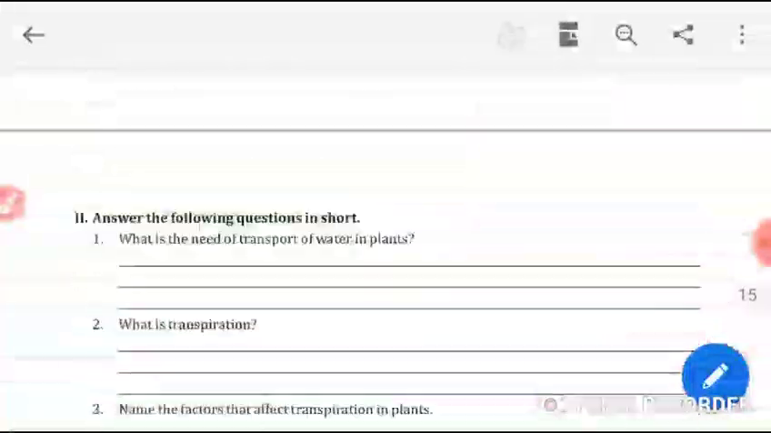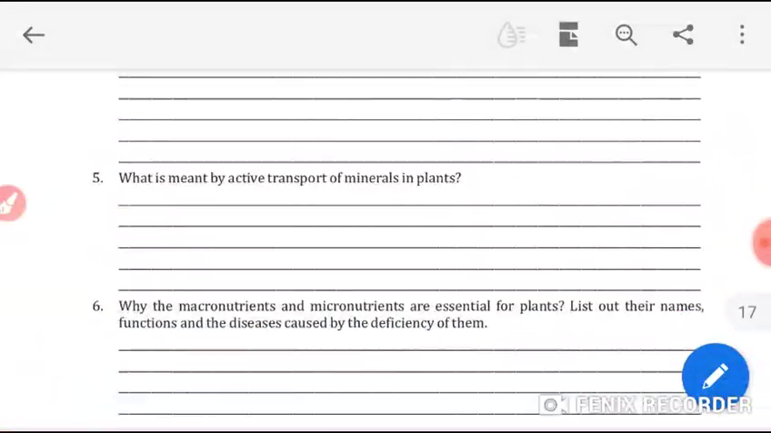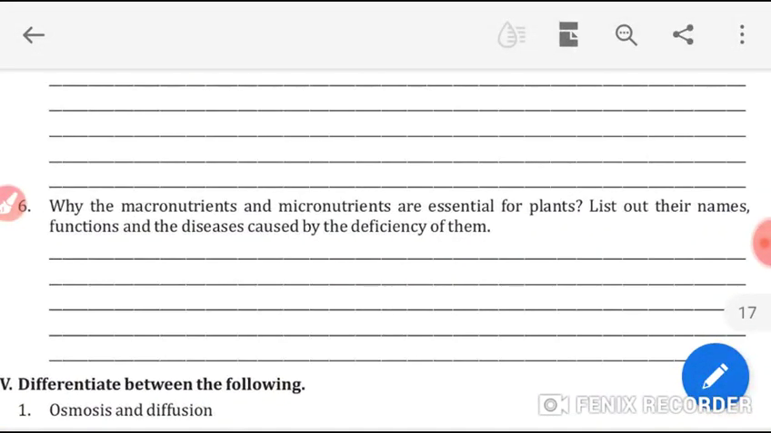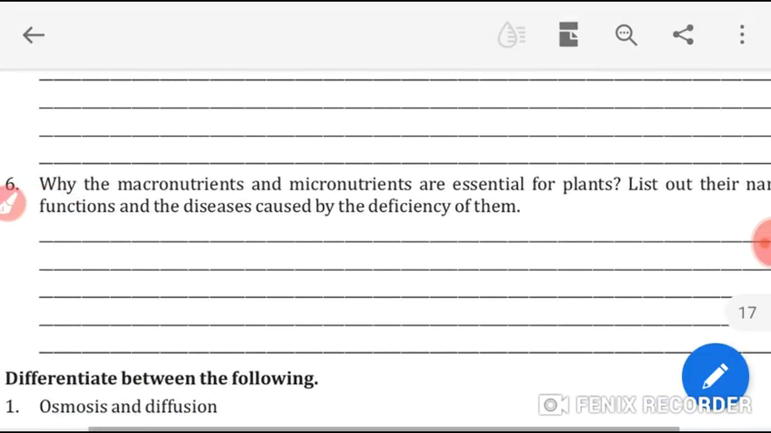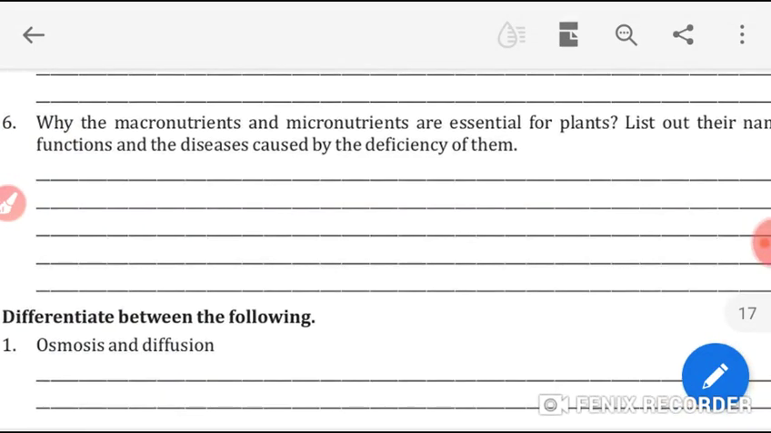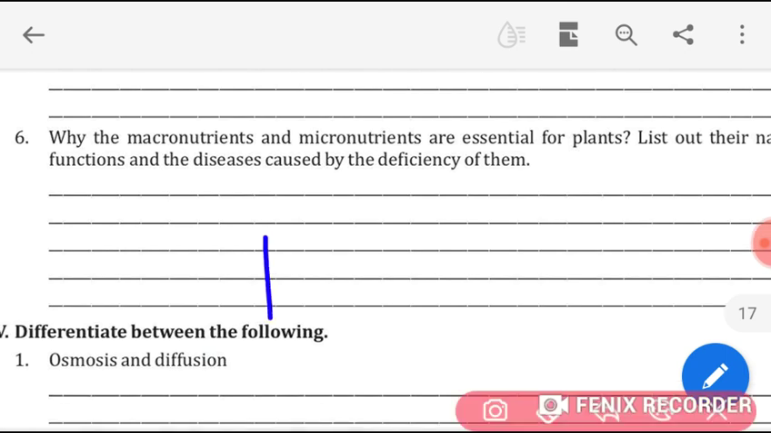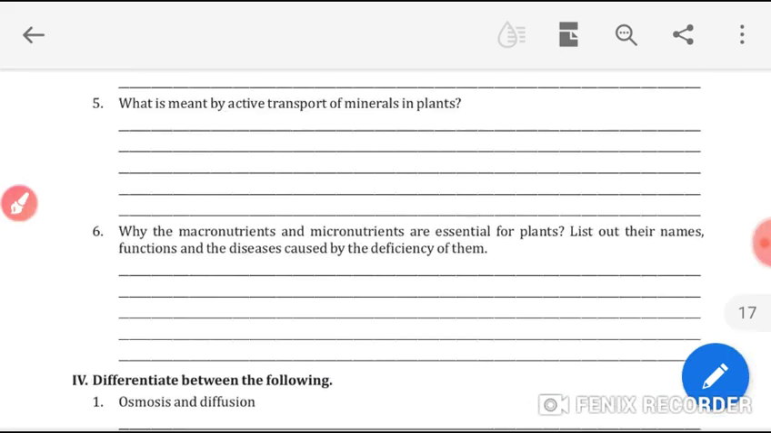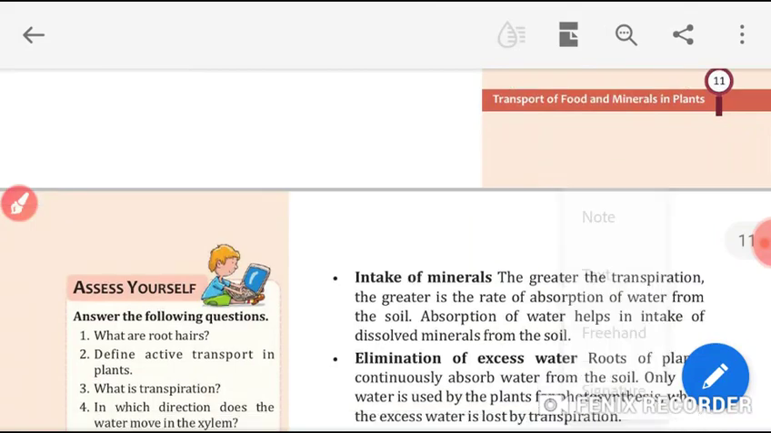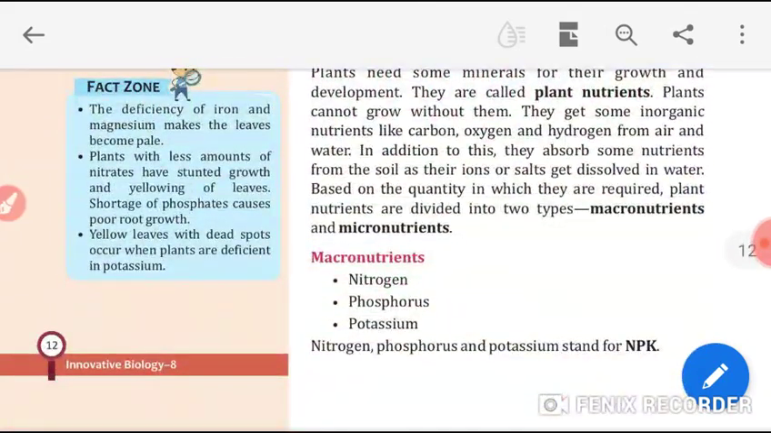Question number 6. Why are macronutrients and micronutrients essential for plants? List out their names, functions, and diseases caused by the deficiency of them. Students, take out your page number 12. You will get this answer on page number 12 and 13. Okay, so take out your page number 12, students. Here we come to page number 12.